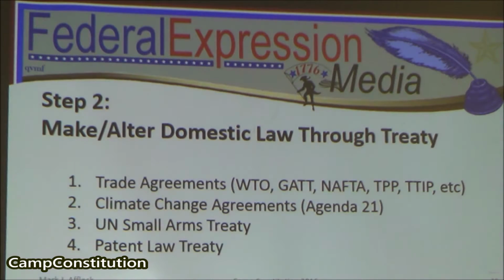Step 2. This is still Dulles here, right? His second idea is we're going to make or alter domestic law through treaties. So are they doing that? Well, if we look at some of these groups like the WTO, do you know what that is? That's the World Trade Organization, right? We've got GATT, that's the General Agreement on Tariffs and Trade. NAFTA, that's a big one everybody knows, North American Free Trade Agreement. We've got a couple new ones, TPP, what's that, Trans-Pacific Partnership, I believe, and the TTIP. What is that? That's the Transatlantic Trade and Investment Partnership, thank you.